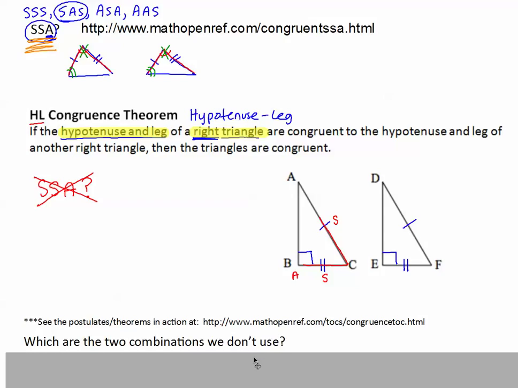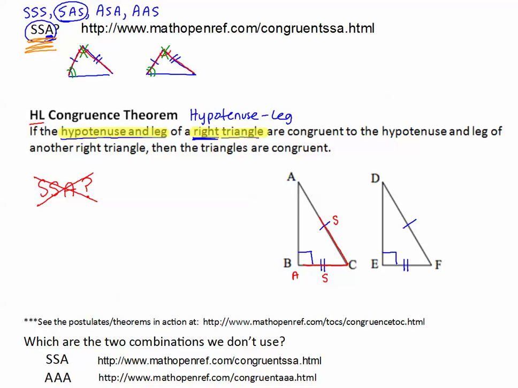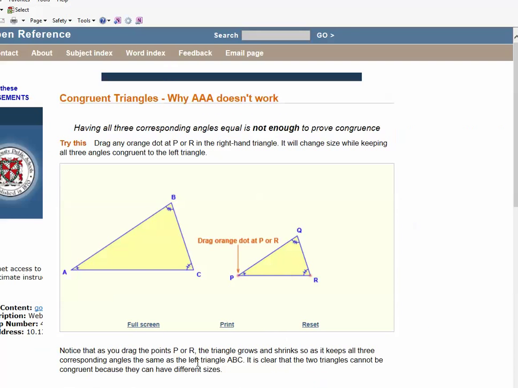So let's talk about which are the two combinations that we don't use and we haven't shown as postulates or theorems. Side-side-angle we talked about, spells the bad word backwards, is an easy way to remember it. Check out this website to see how that doesn't work. Angle, angle, angle is the other combination that we didn't use. Let's look at why that doesn't work.